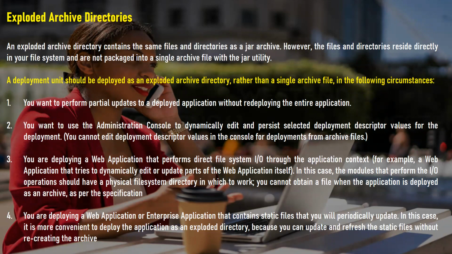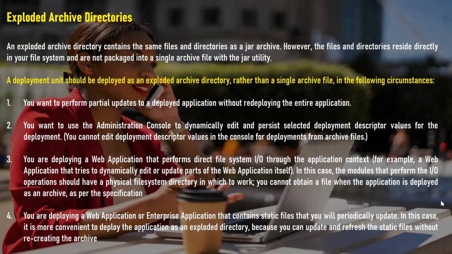But if you want to update a certain specific file, for example, an HTML file which you would like to update frequently, then obviously you need to deploy the application in exploded archive form. You want to use an admin console to dynamically edit and persist selected deployment descriptor values for the deployment. So when you develop code, either for web applications or enterprise applications, you have certain descriptors that you define in the code. And if you want to update that descriptor at runtime, you can deploy your application in exploded format.